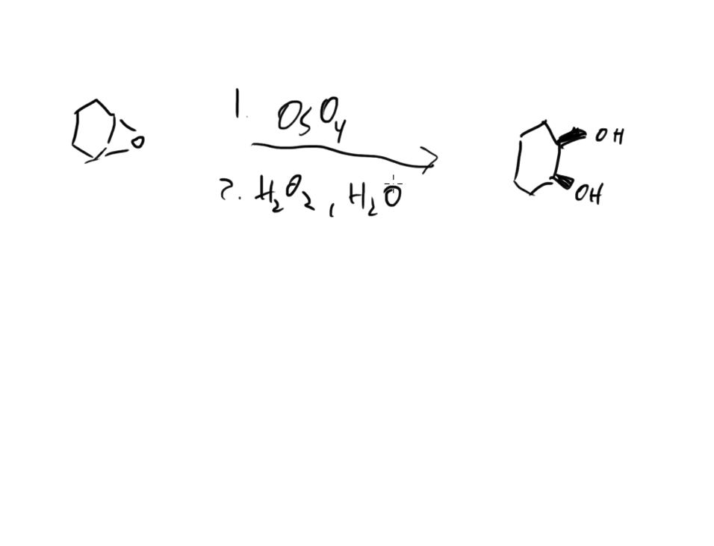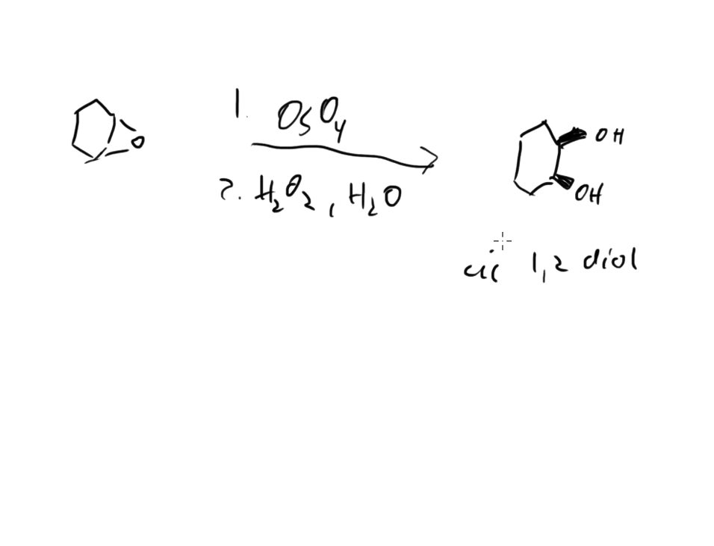OH goes onto one spot, and a hydrogen will satisfy the oxygen on the other. This is, again, a 1,2 diol, but these are on the cis locations now because they're pointed in the same direction. That's how we do it.